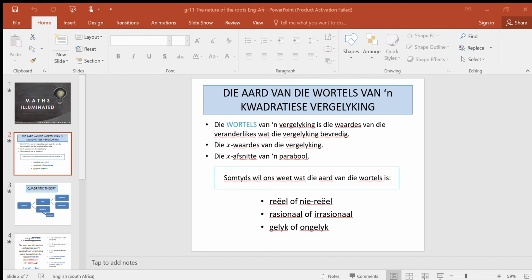Okay, dan, as delta 'n volkome vierkant is, if it's a perfect square, meaning 9, 16, 36, nee? 'n Volkome vierkant, dan is jou wortels rasionaal, nee? As delta nie 'n volkomme vierkant is nie, if it's not a perfect square, then your roots will be irrational and they will be unequal.